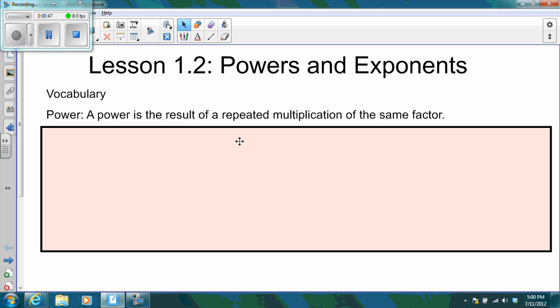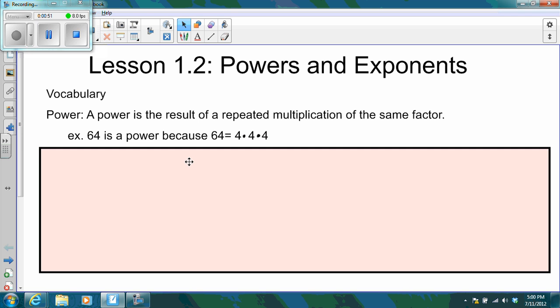And this is a technical definition, but what it's saying, or an example, is 64 is a power because of the fact that 64 is equal to 4 times 4 times 4. So in this case, because we can break this 64 down into factors of 4, this is a power. So 64 is the power.